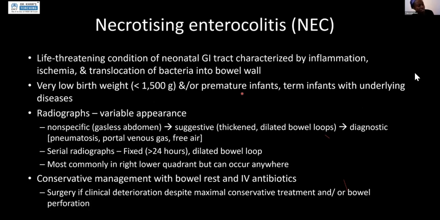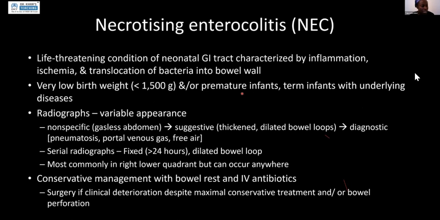So what is necrotizing enterocolitis? Well, it's normally present in very low birth weight or premature infants. And in the UK, we're now seeing babies going into the neonatal intensive care units at 22, 23 weeks. So these patients are under a kilo and they're at very high risk of developing NEC. We do sometimes see it in term infants who have underlying other conditions that put them at risk of GI tract inflammation and ischemia.